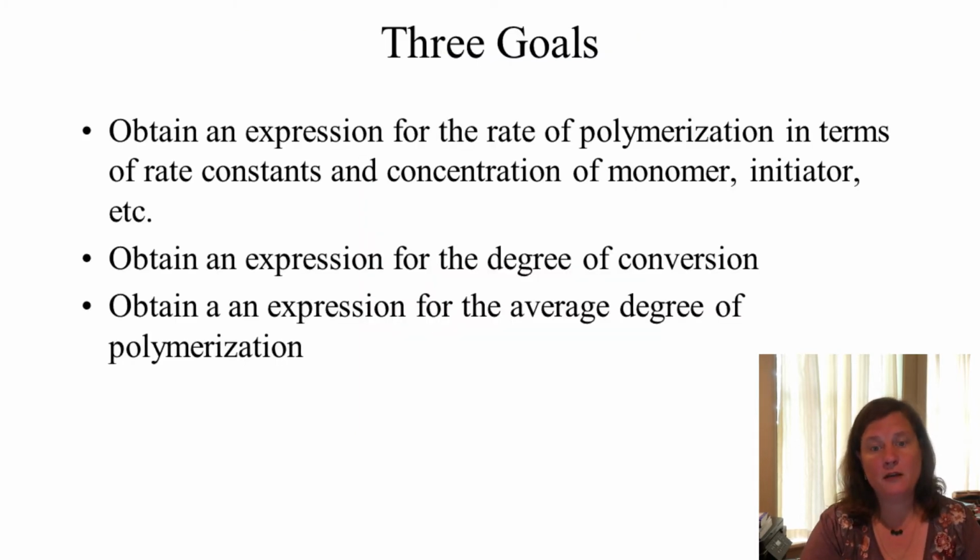We have 3 main goals. We want to obtain an expression for the rate of polymerization in terms of rate constants, concentration of monomer, initiator, anything that's easy to measure experimentally. What isn't as easy to measure experimentally is the concentration of free radicals. So we don't want that concentration in any of our expressions. And if we're doing this for cationic or anionic polymerizations, we don't want the cation concentration or the anion concentration. So whenever we derive an expression, we've got to get rid of the concentration of the active species. And we'll talk about how to do that in a few slides.